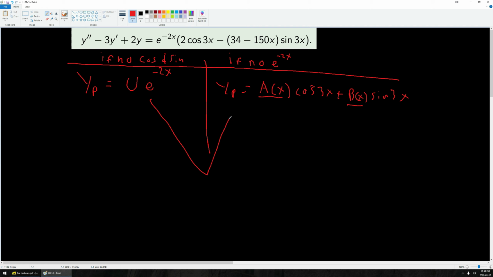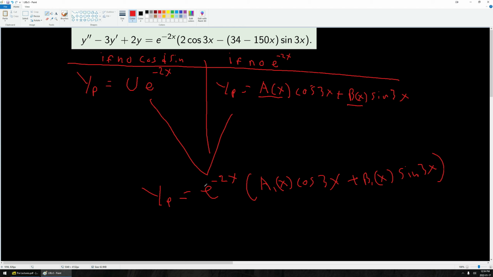It turns out that if you wanted to get something that's a solution in general, you'll always want to assume that y sub p will be of the form e to the minus 2x times these polynomials, which I'll call a1 of x and b1 of x. This would be the proper ansatz here. So the values that you explicitly would put here would depend on whether or not this e to the minus 2x works as a solution, and whether or not these cosine of 3x and sine of 3x work as a solution. And again, that's all to the complementary equation there.